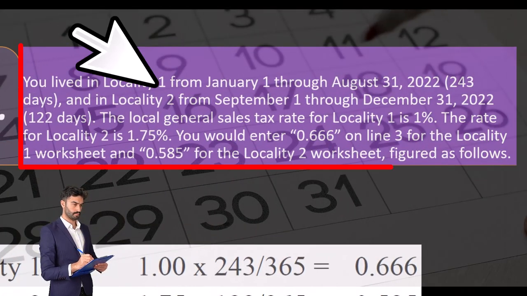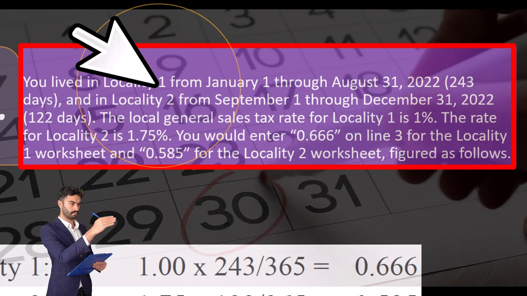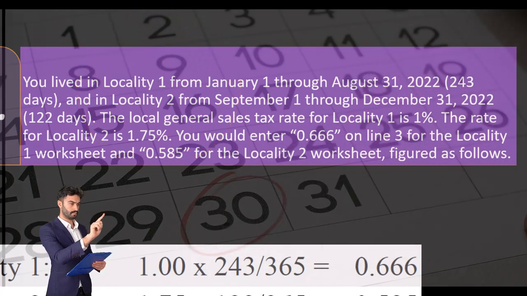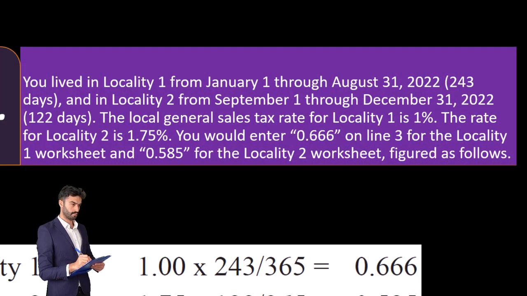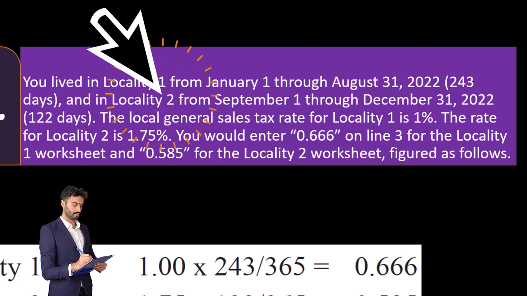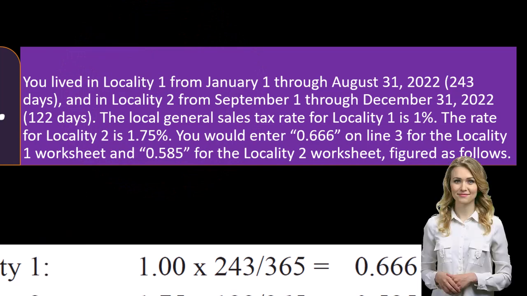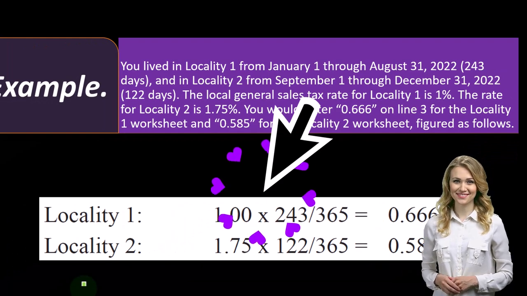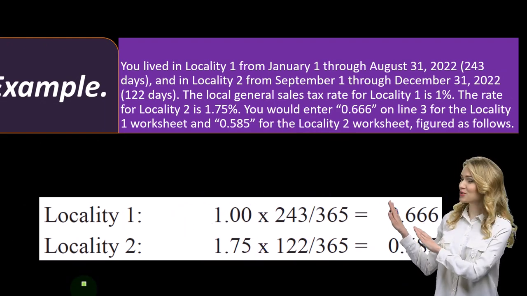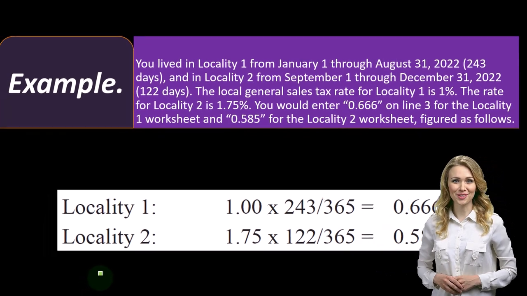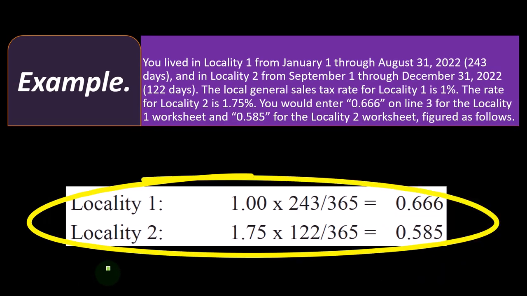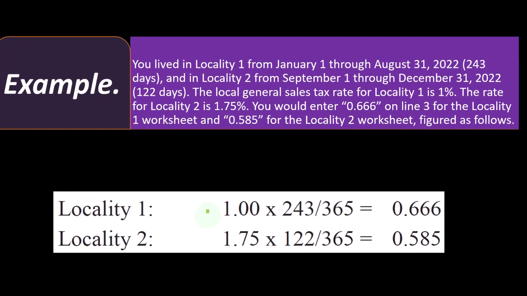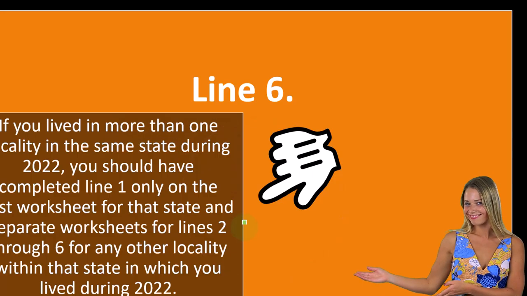So example, you lived in locality 1 from January 1st through August 31st, 2022. That's 243 days. And in locality 2 from September 1st through December 31st, 2022. That's 122 days. The local general sales tax rate for locality 1 is 1%. The rate for locality 2 is 1.75%. So you would enter 0.666 on line 3 for the locality 1 worksheet and 0.585. So same kind of thing. You've got 1 times the fraction of the year and so on.